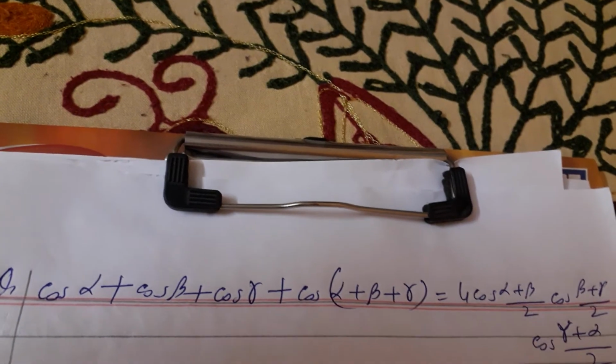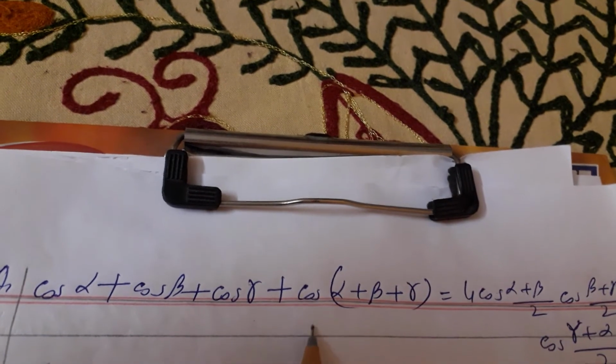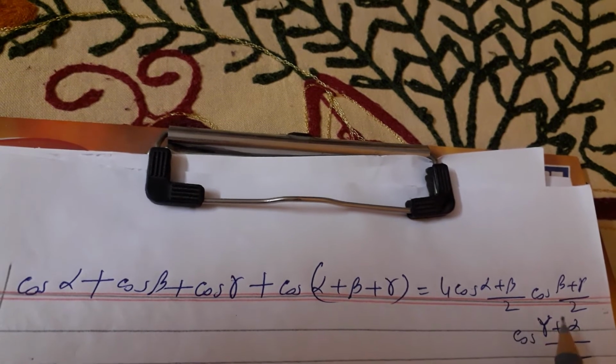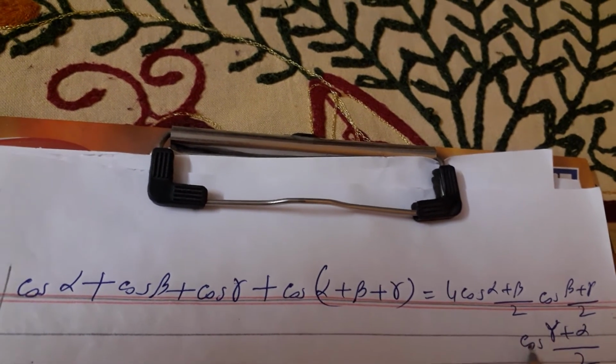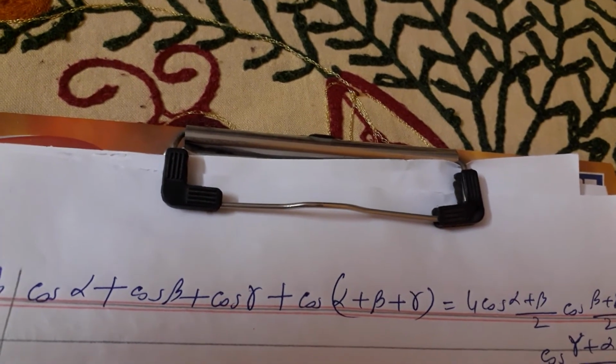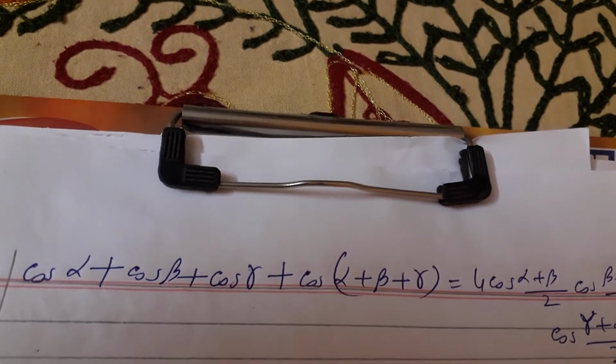Now see, the next question is given. You have to prove cos alpha plus cos beta plus cos gamma plus cos(alpha plus beta plus gamma) equals 4 cos((alpha plus beta)/2) cos((beta plus gamma)/2) cos((gamma plus alpha)/2). The question is very complex, but the answer is very simple. It means the solution will be very simple. You only have to apply the formula.